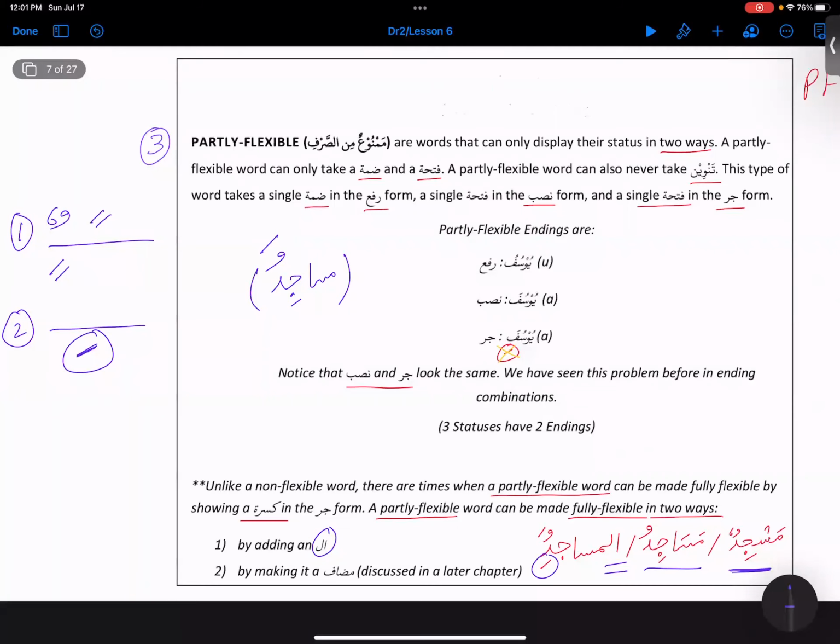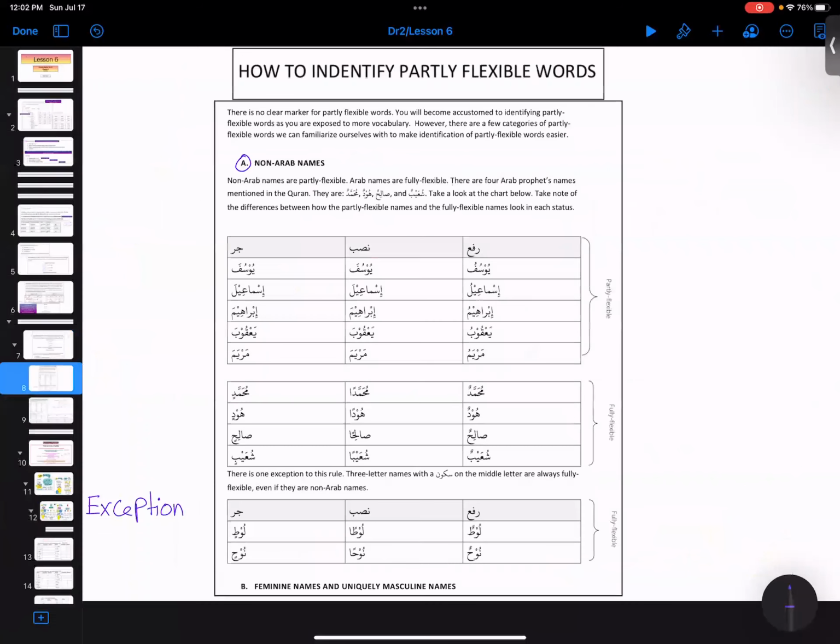But when we put al, then it is a different story. Now I can put kasra on it. I cannot put tanween because there is al, but I can put kasra. Now it becomes a fully flexible word. So we need to remember that whenever we have al, even the partly flexible becomes fully flexible.